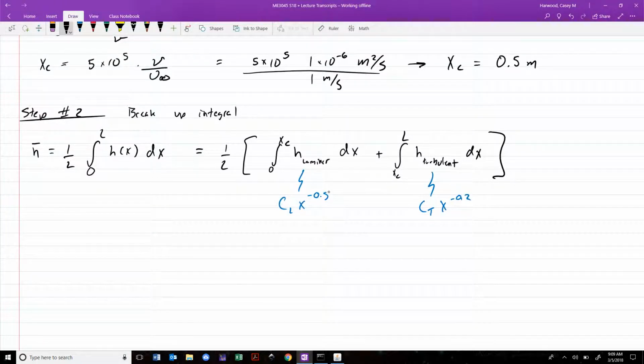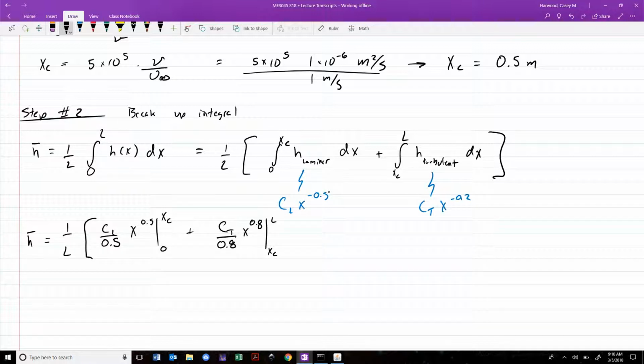So going through and evaluating these integrals now, we're going to do it symbolically first and then plug in the numbers at the very end. We would say this is 1 over L. This first integral evaluates to be CL over 0.5 x to the 0.5 from 0 to x sub c, plus CT over 0.8 x to the 0.8 from x sub c to L.